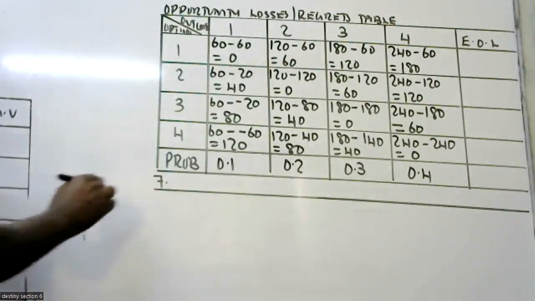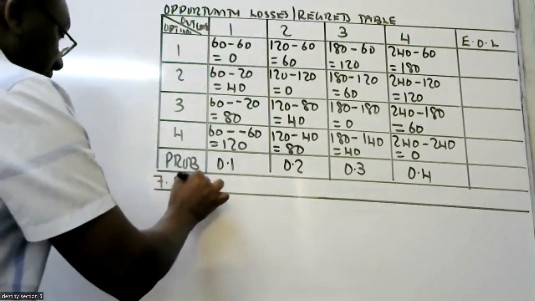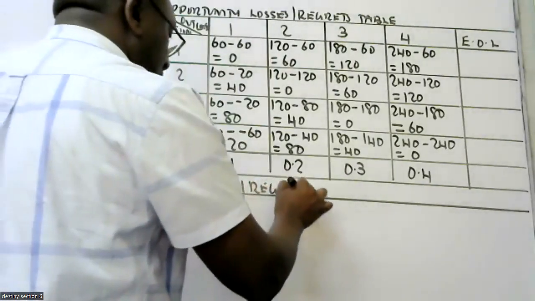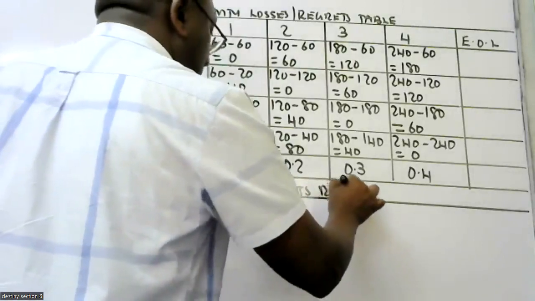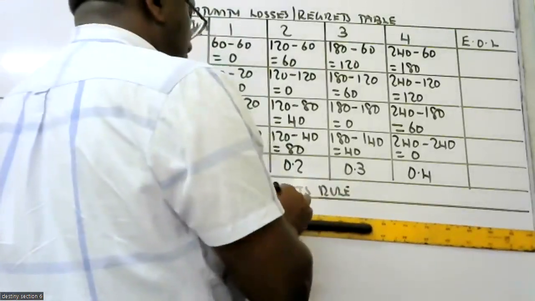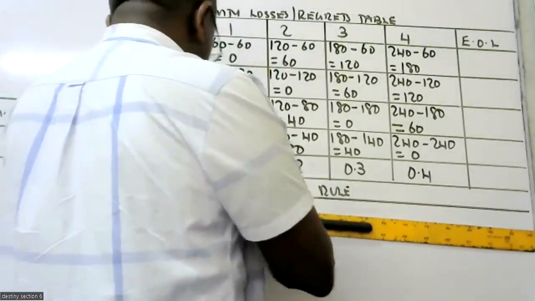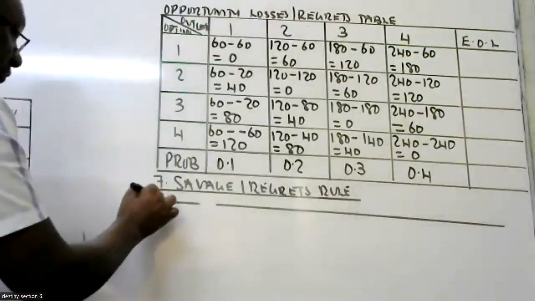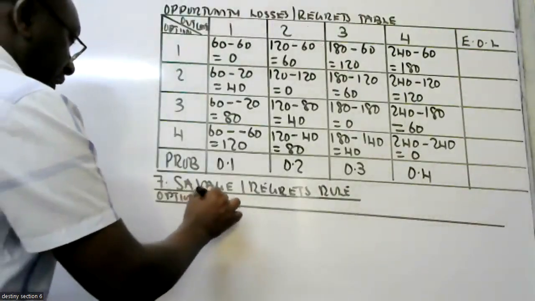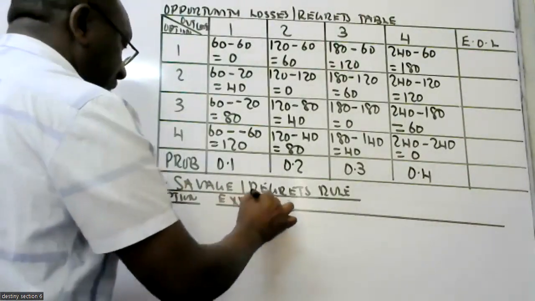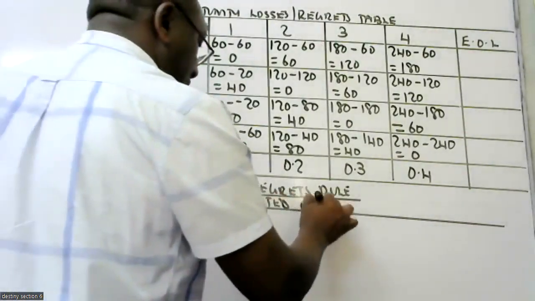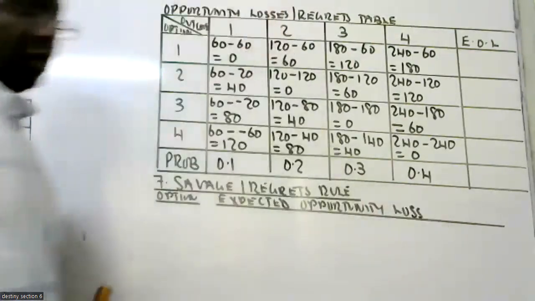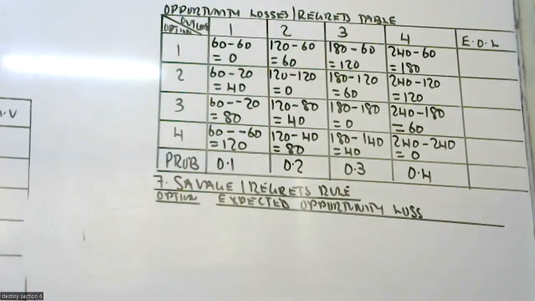Rule number 7, which is called Savage or regrets rule. Now, in this Savage or regret rule, what we do is you have the option here, and then you compute what we are calling expected opportunity loss.